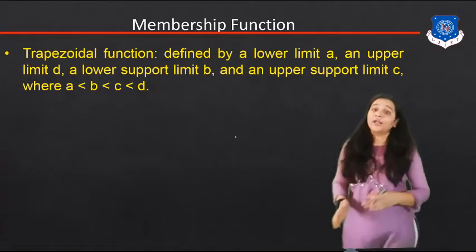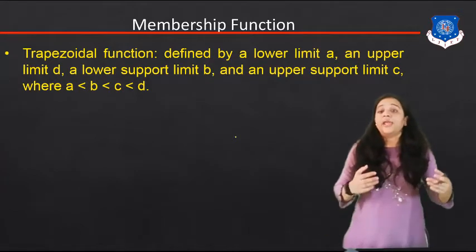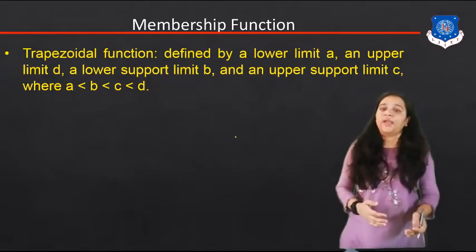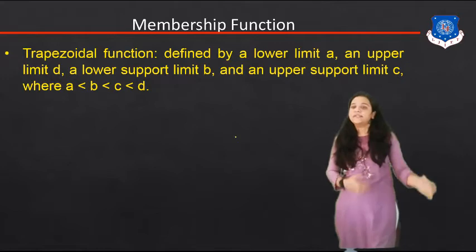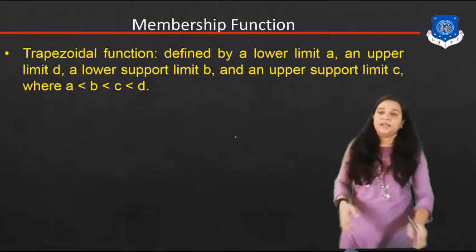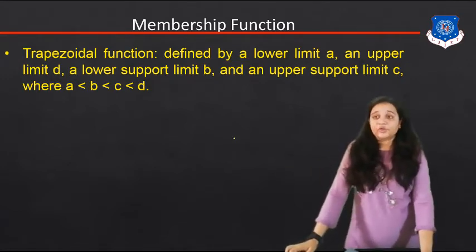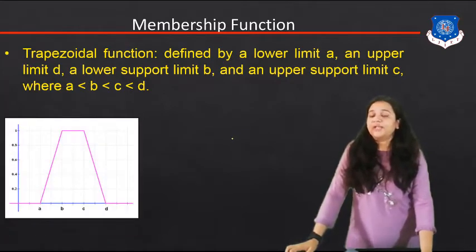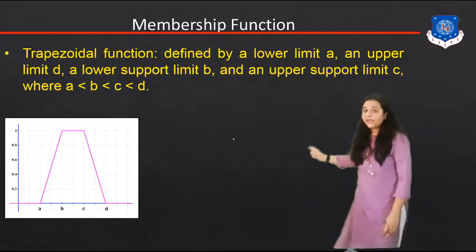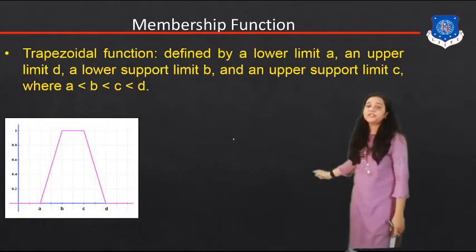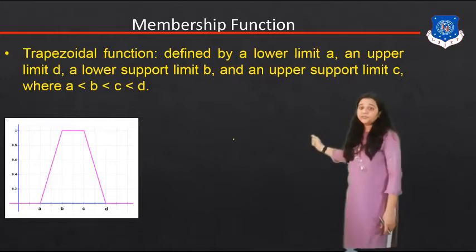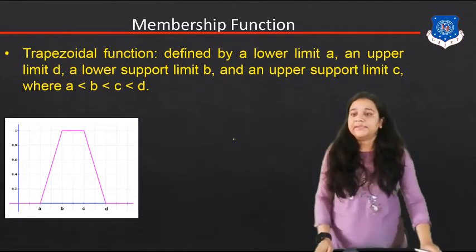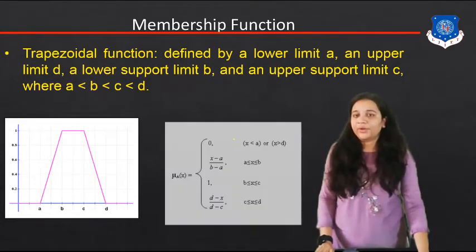Now the next membership function is the trapezoid function. It is defined by the lower limit a and upper limit d, a lower support limit b and an upper support limit c, where a is less than b, less than c, less than d. So what is the actual graph of the trapezoid function? It looks like this, where a is my lower limit and d is my upper limit. What is b? It is the lower support limit b, and c is the upper support limit c.